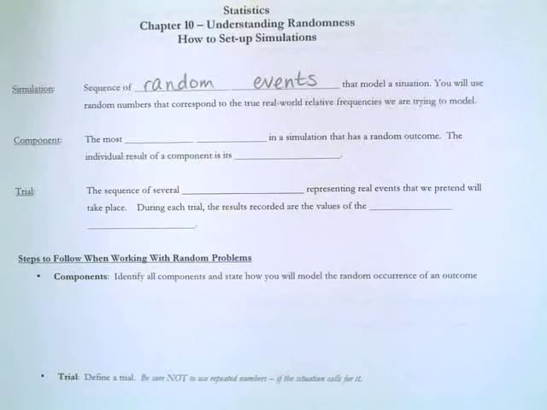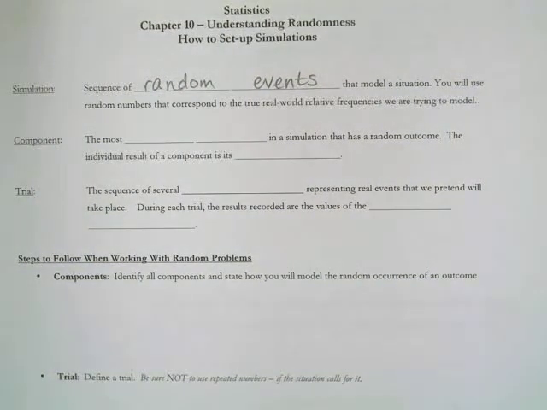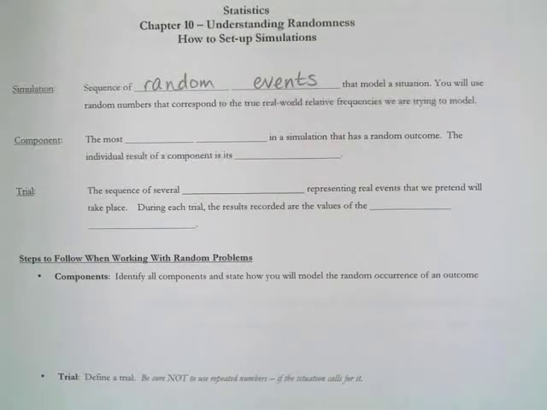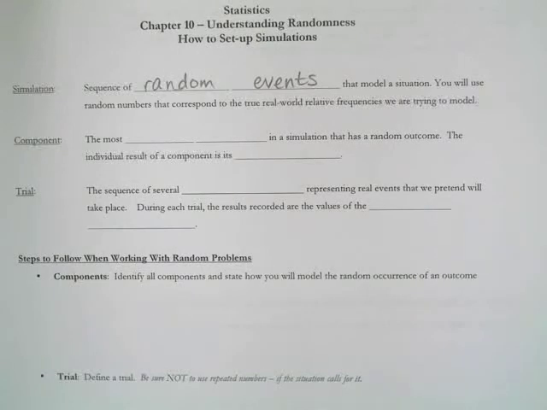And they model a situation. We will use random numbers that correspond to the true real world relative frequency that we're trying to model. So an example would be flipping a coin, heads or tails. It should land on heads 50% of the time, and it should land on tails 50% of the time. So we would use those percents for heads or tails. If I was rolling a die, it should land on a die 1/6 of the time, on a 1, on a 2, and all those, okay?